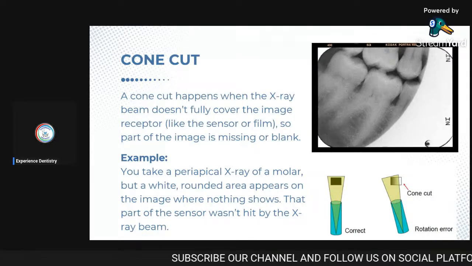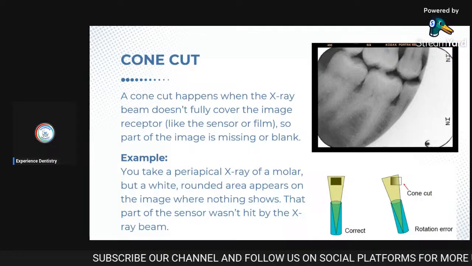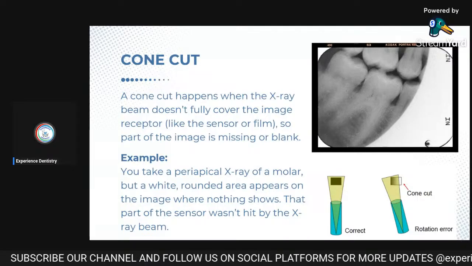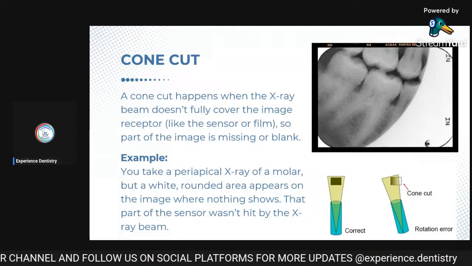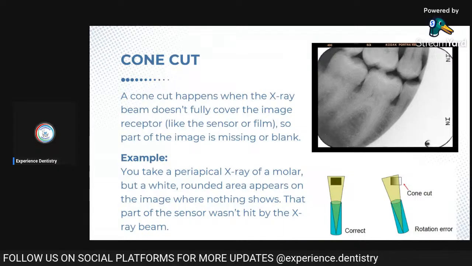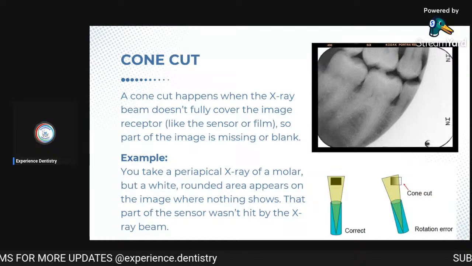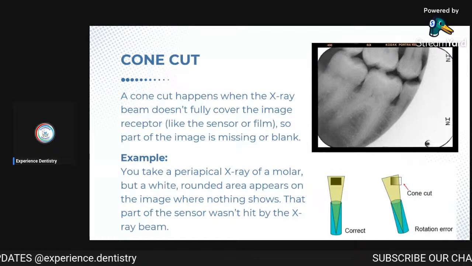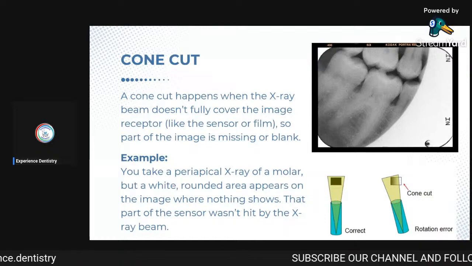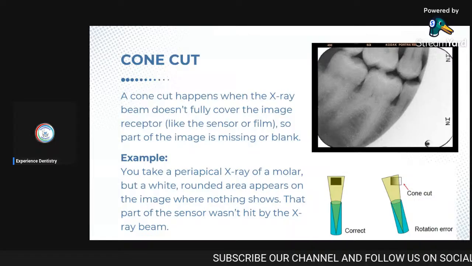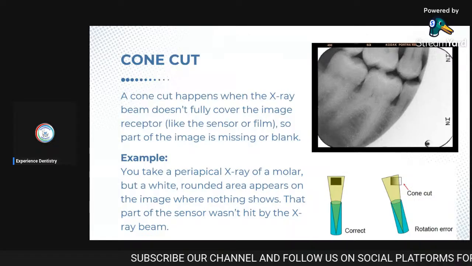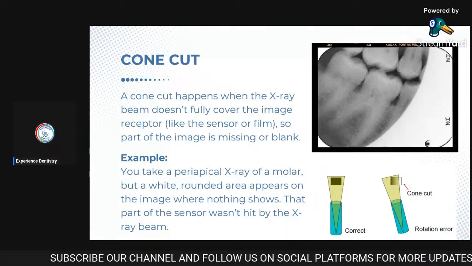Okay. So an example is, you take a periapical X-ray of a molar, but a white rounded area appears on the image. That shows that a part of the sensor was not hit by the X-ray beam. So basically, the rays don't hit there. Okay. In the lower picture, you can see a better image. There the film is placed, the angulation is correct, and you can have a proper picture.